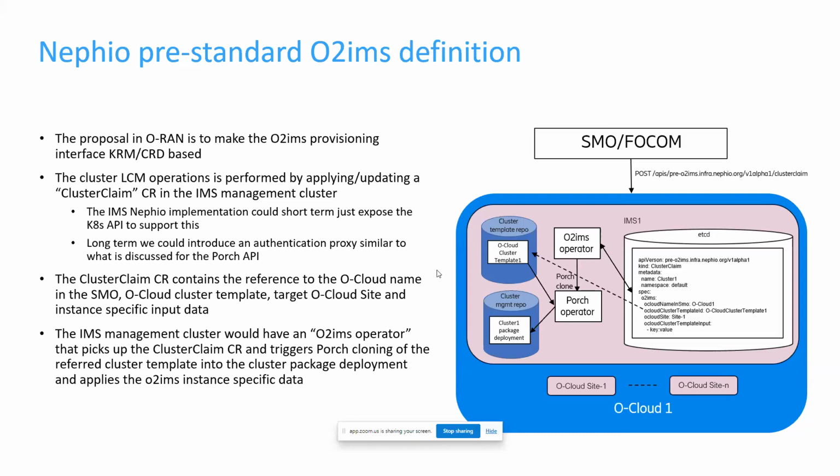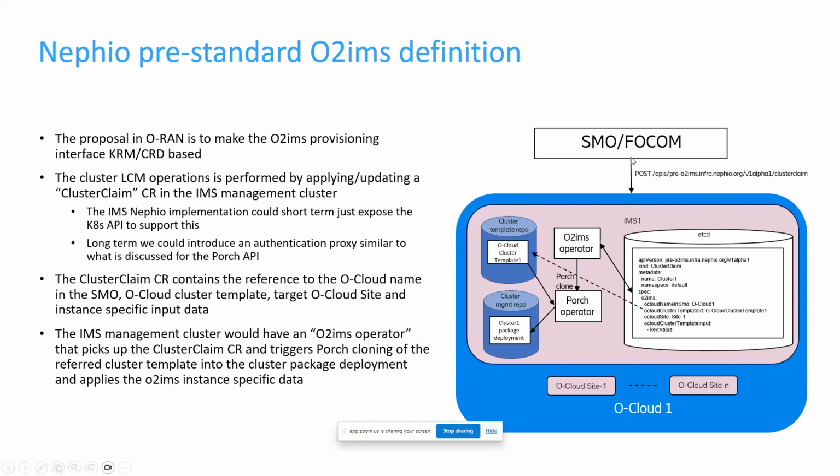I can jump straight into it, because in the last meeting we talked about taking the next step into being more specific related to the O2 AMS, a pre-standard O2 AMS interface, and how this would be realized. I looked into both the IMS side and the OCloud side, and how you do the server side logic for this O2 AMS interface. Then I have looked into some alternatives for the FOCOM side.